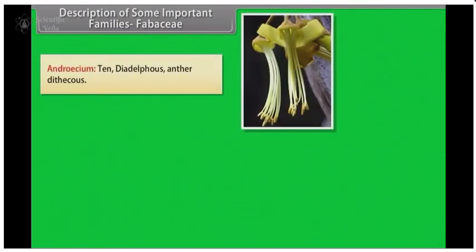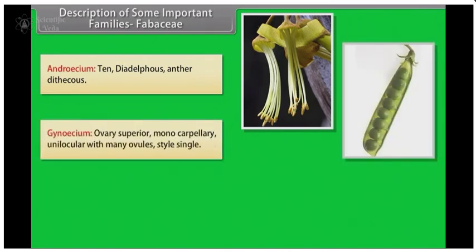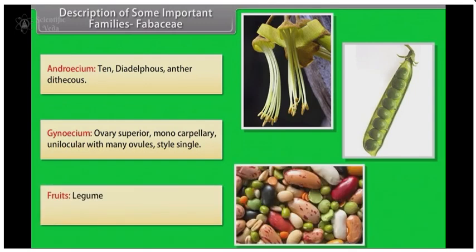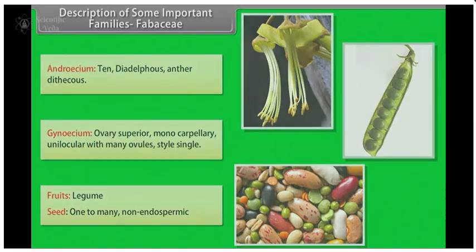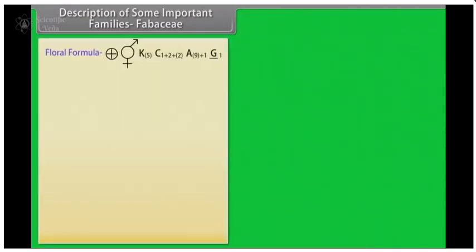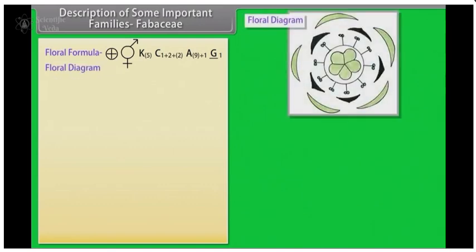Androecium 10, diadelphous, anther dithecous. Gynoecium, ovary superior, monocarpellary, unilocular with many ovules, style single. Fruit: legume, seed one to many, non-endospermic. Floral formula is shown, and this is the floral diagram.